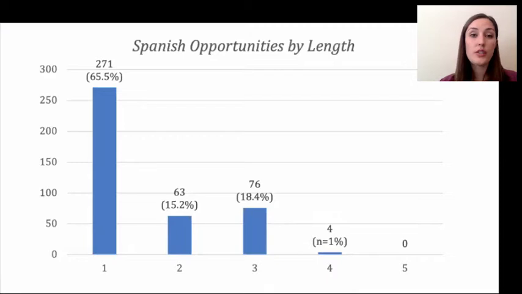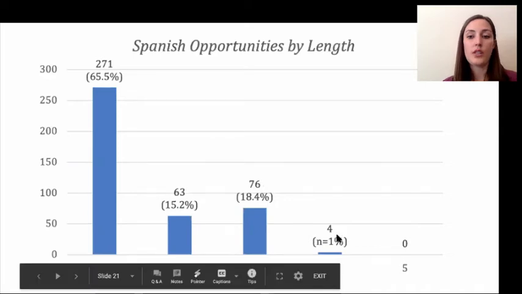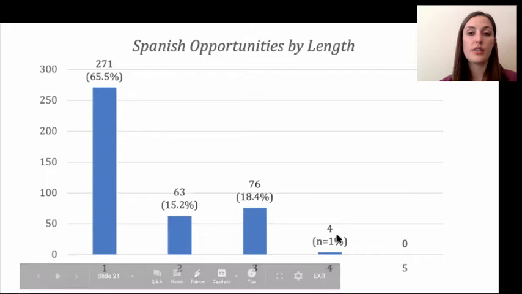So since there were only 2 opportunities offered in English, this just shows the Spanish opportunities. And as it shows, the majority of prompts and questions offer opportunities for 1-word responses. And interestingly, the next largest group is for 1-sentence responses. And only 4 opportunities were offered for responses of 2 to 3 sentences.